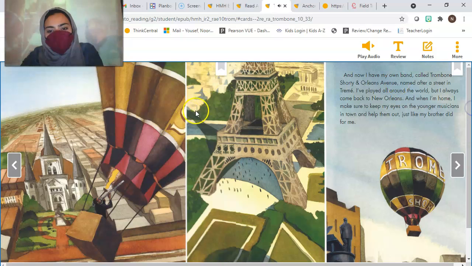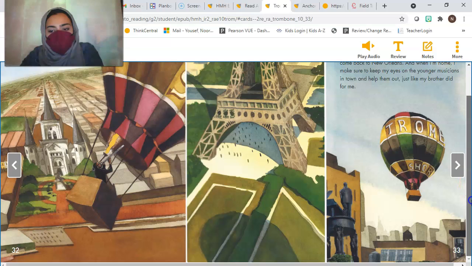Very nice. So look, he went to Paris and he traveled the world. He went all over the world. And he's super famous, but he always went back to New Orleans. This is a picture of New Orleans.